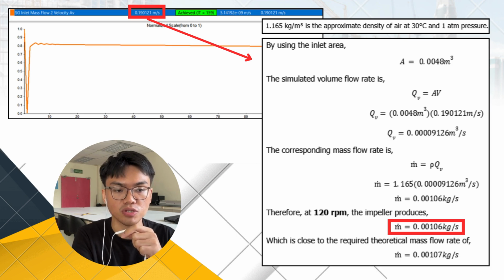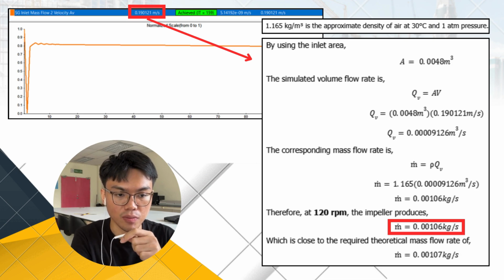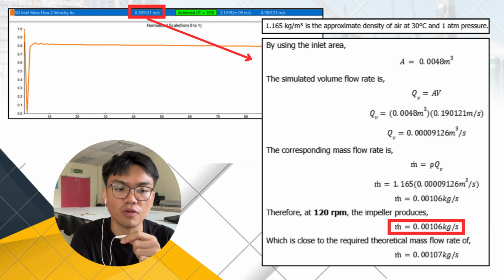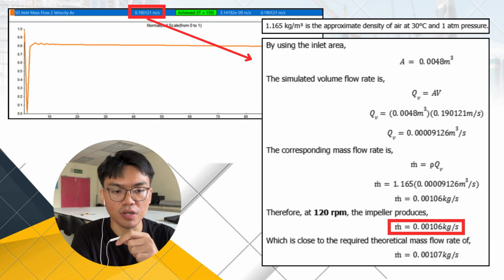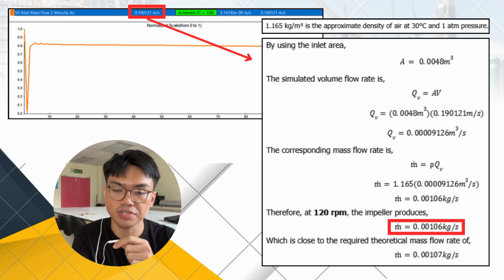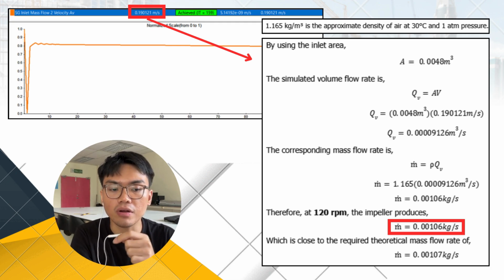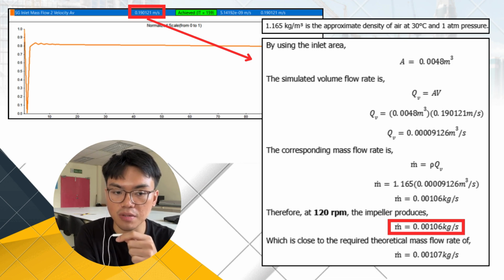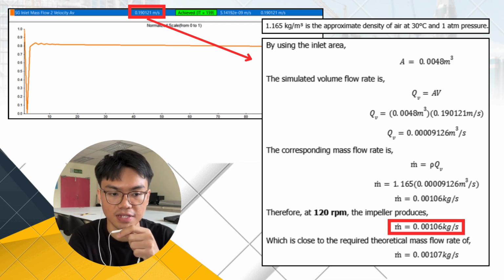The air density was assumed to be 1.165 kilograms per meter cube at approximately 30 degrees Celsius at 1 atmospheric pressure. Using the same inlet opening of 80 by 60 millimeters, the simulated volume flow rate is 0.0009 meter cube per second, and the corresponding mass flow rate is 0.00106 kilograms per second. This is very close to our initial theoretical required mass flow rate of 0.00107 kilograms per second. Therefore, 120 rotations per minute was selected because it provides the required airflow for the radiator housing.